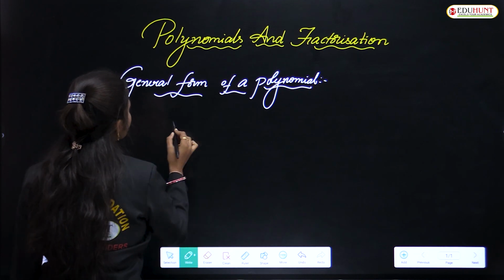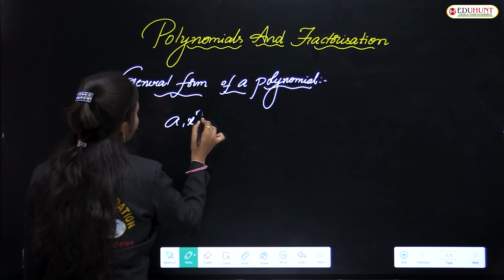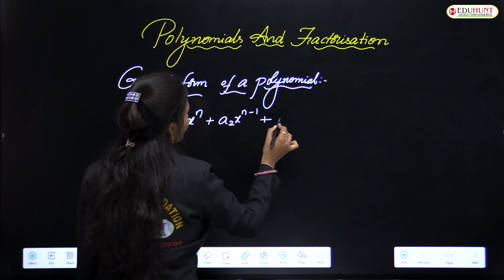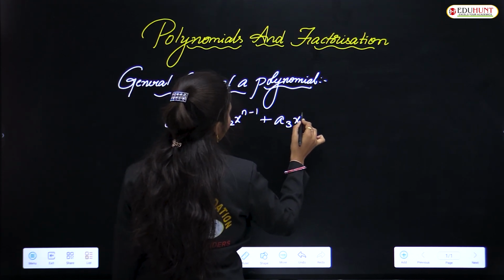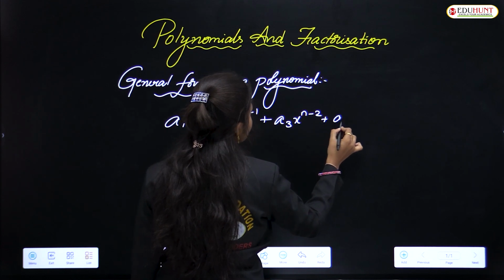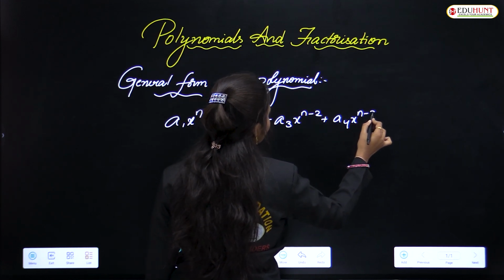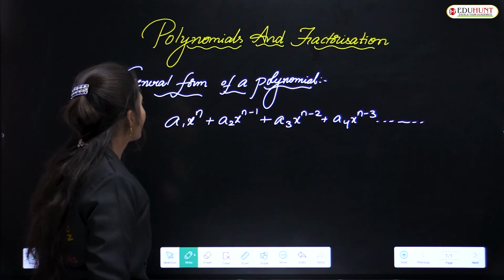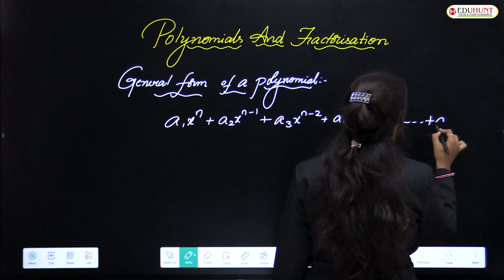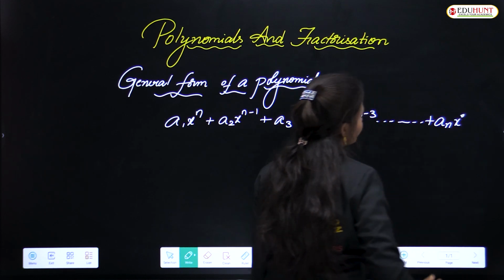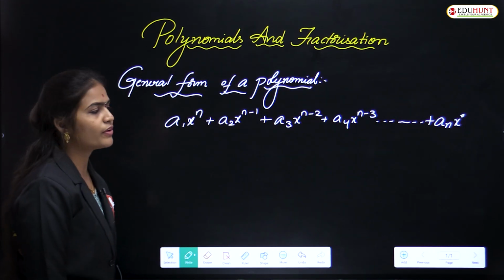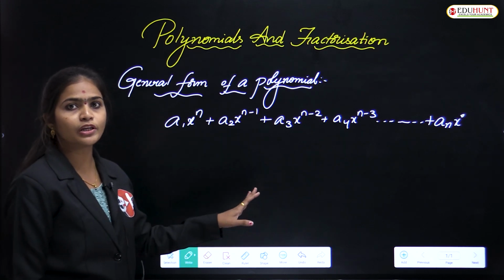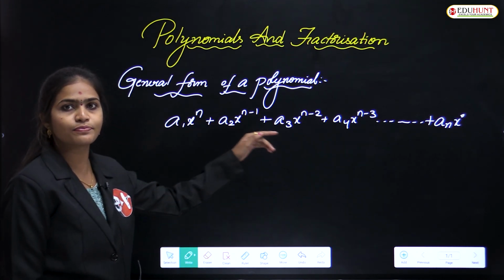So here the general form is a1 x power n plus a2 x power n minus 1 plus a3 x power n minus 2 plus a4 x power n minus 3 and so on, plus an x power 0. This is the general form of a polynomial. Observe this carefully. A polynomial is in this form only.